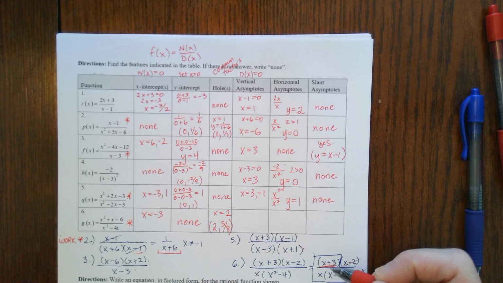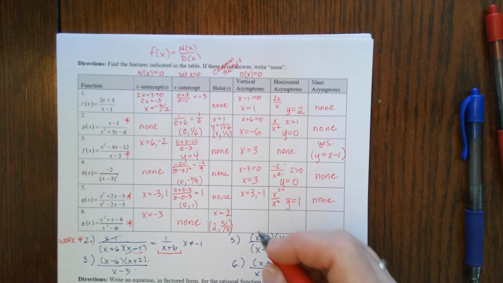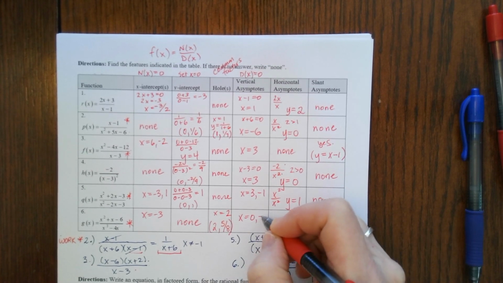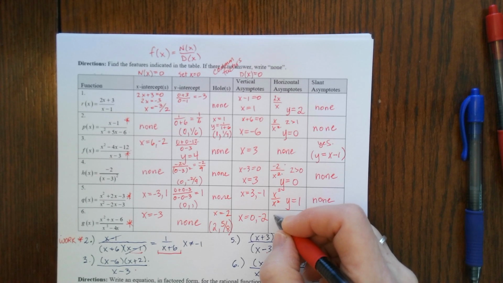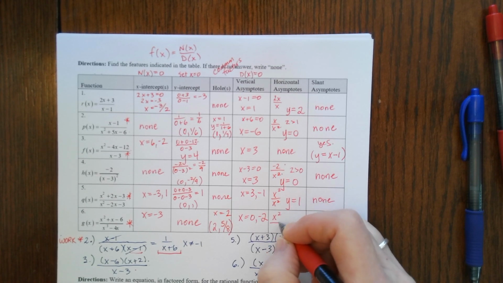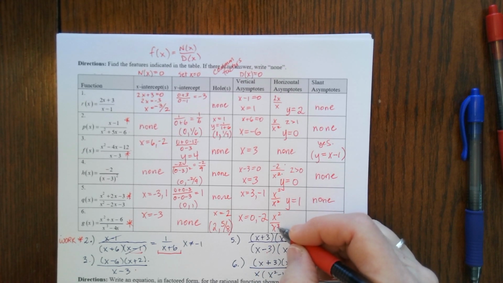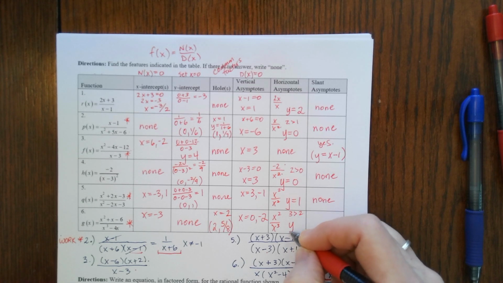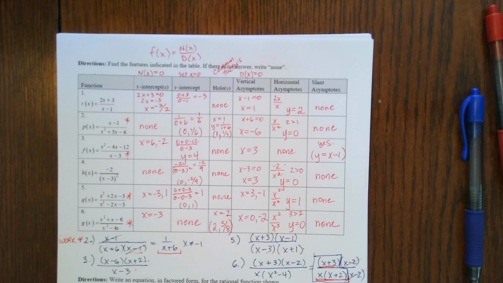Our vertical asymptotes are going to be when the denominator of the reduced fraction is 0, so we're going to have x equals 0 and also x equals minus 2. For the horizontal asymptote, we're going to look at the leading term in the top divided by the leading term in the bottom. Because 3 is greater than 2, the equation for the horizontal asymptote will be y equals 0, and there are no slant asymptotes.